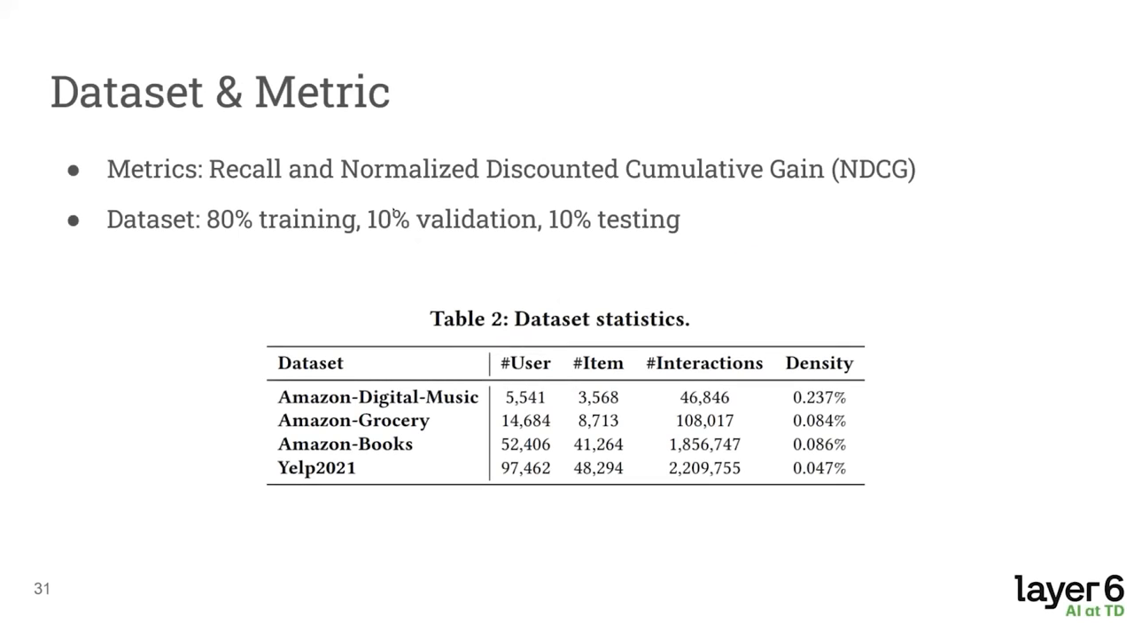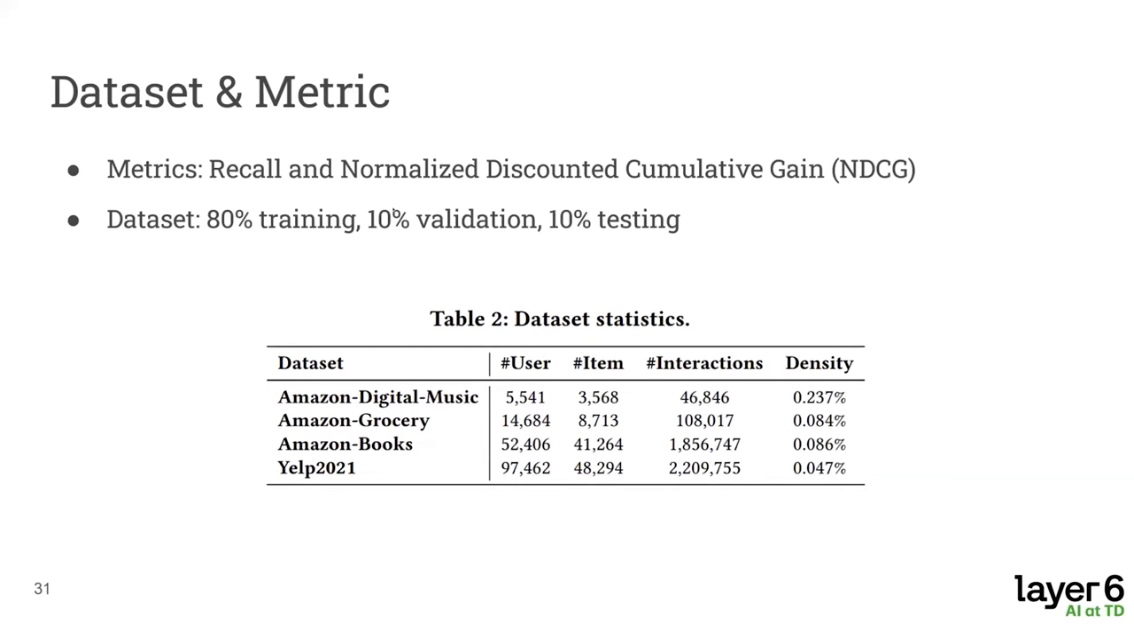We evaluate our method on public datasets and compare against the leading CF baselines. We use the Amazon Digital Music, Amazon Grocery, Amazon Books, and Yelp 2021 datasets. The statistics for these datasets are summarized below. The datasets vary in size and density, providing a comprehensive view of the model performance.